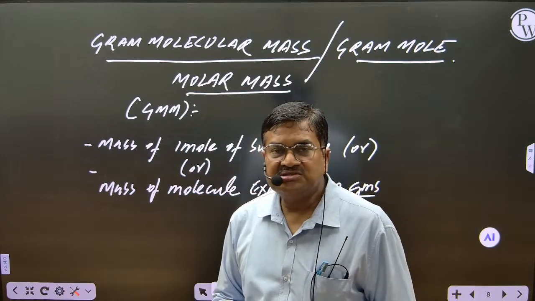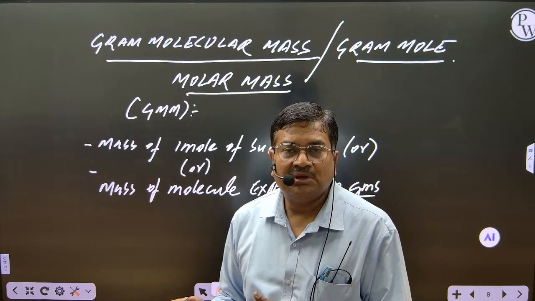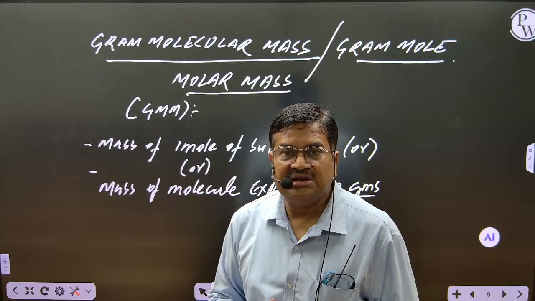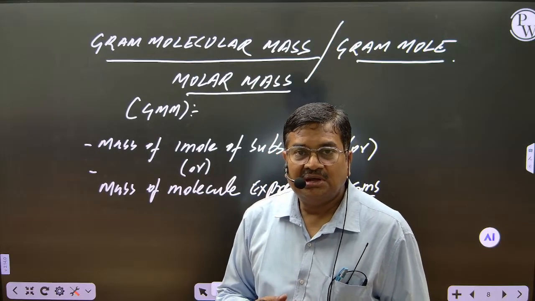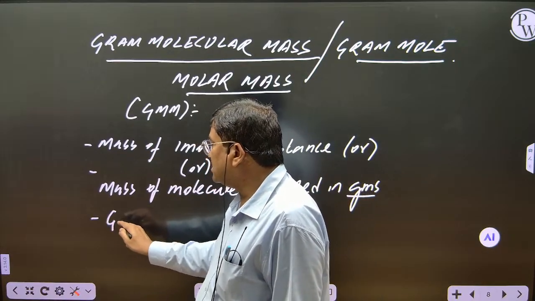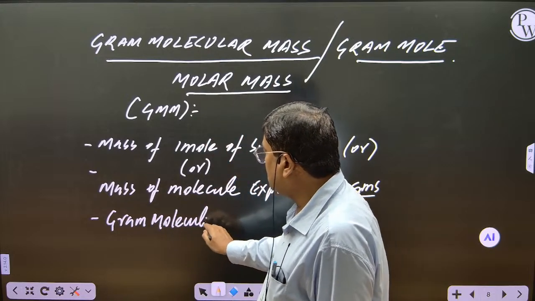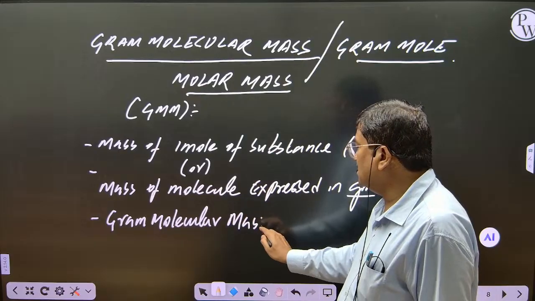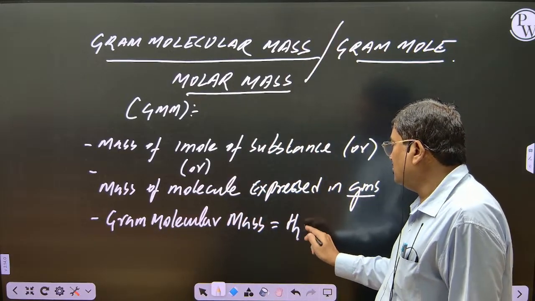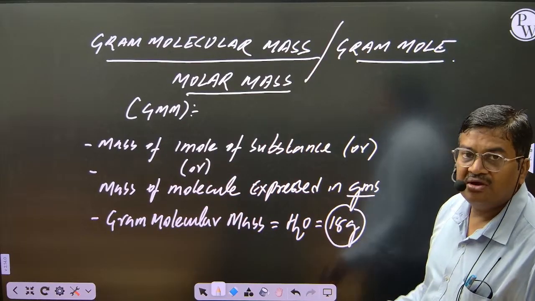If the examiner asks what is the molar mass of water, my answer is 18 U. But if I ask what is the gram molecular mass of water, what is your answer? 18 grams. So make a note, gram molecular mass for water, instead of U, we write 18 grams. Understood how I got this 18?